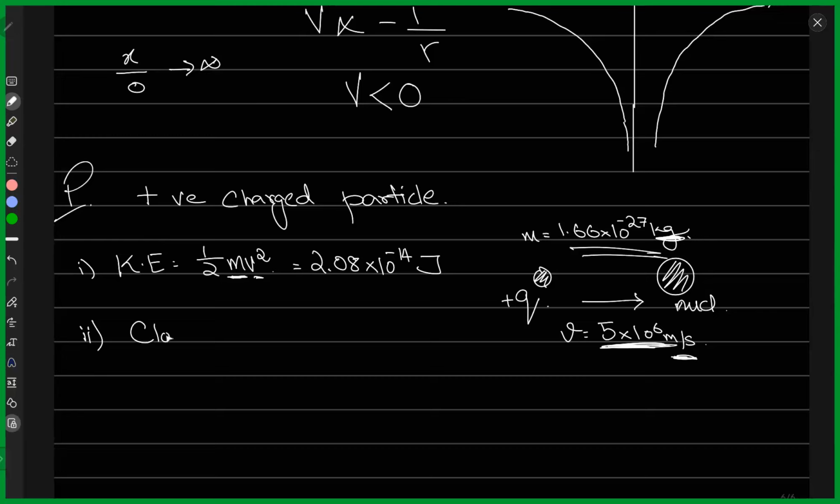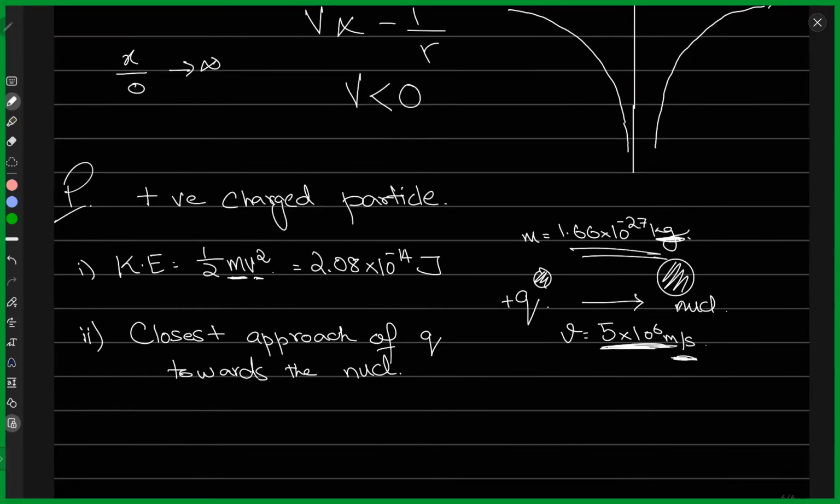Calculate the closest approach of this charged particle towards the nucleus of the atom. So we want to compute the maximum distance that it can get close to this nucleus, right? Because eventually it is not going to hit or collide with the nucleus.